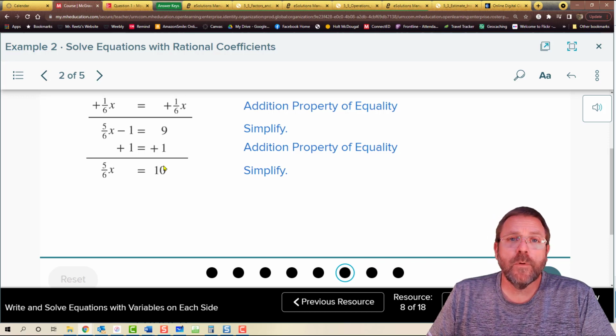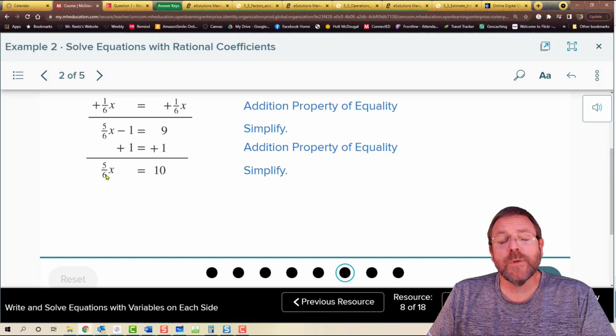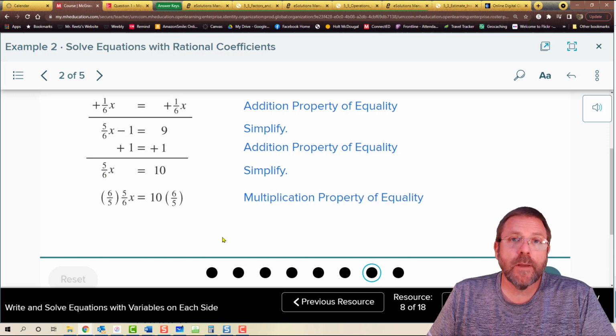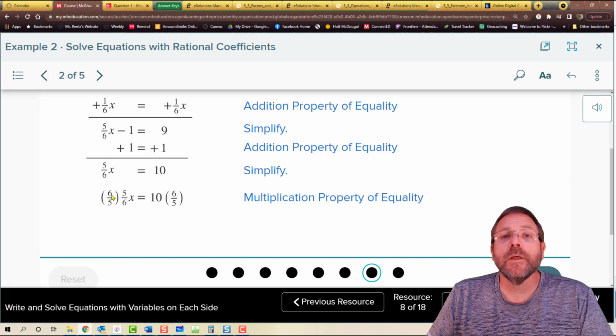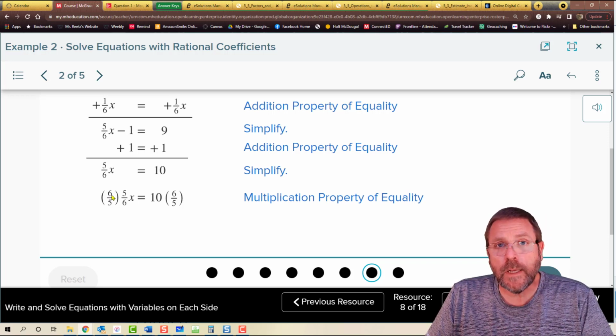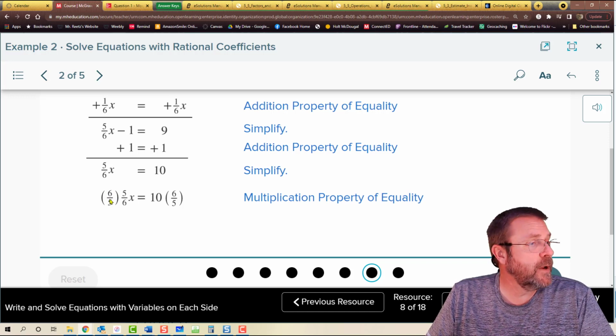Now we have to undo multiplication and division. You got 5/6 times x, which means you got to divide both sides by 5/6 or multiply both sides by the reciprocal, which is what they did here. Now, they stuck it in the front. I keep telling you, don't put it in the front. It'll lead you to making mistakes later. Put the 6/5 after the 5/6 you're multiplying. They did it correctly here.